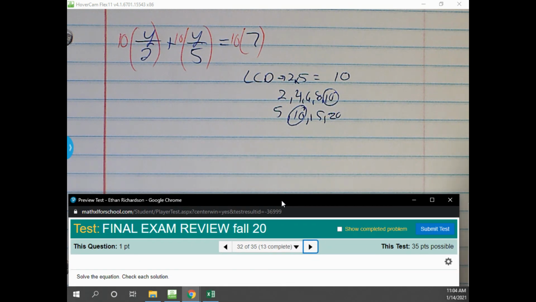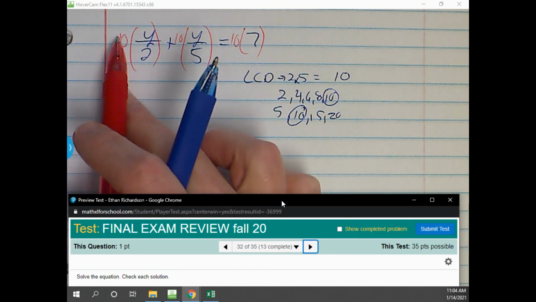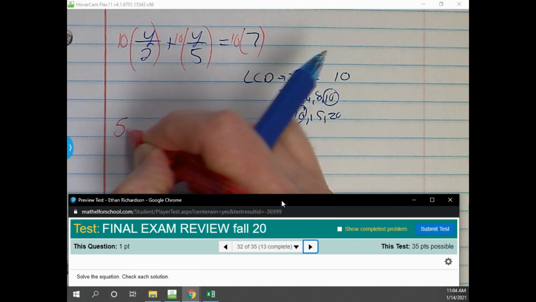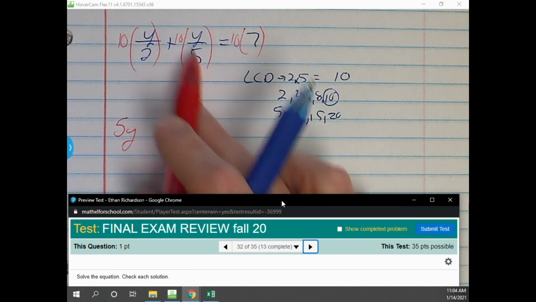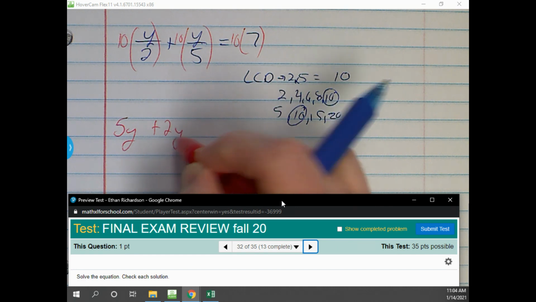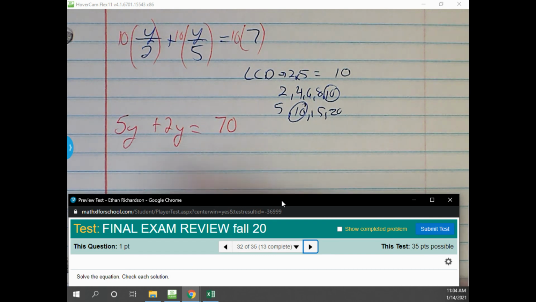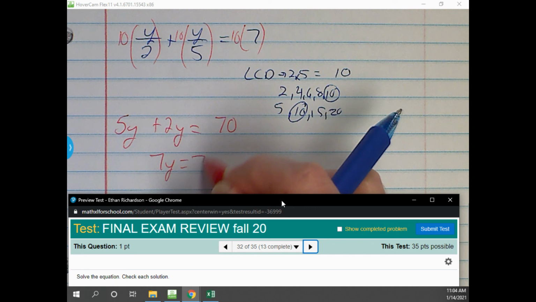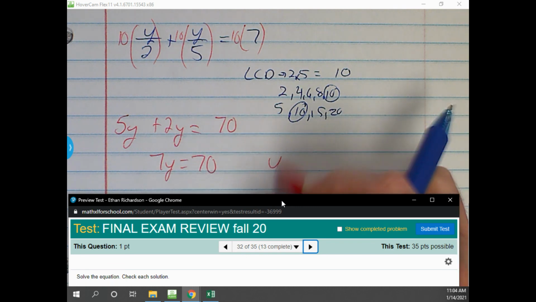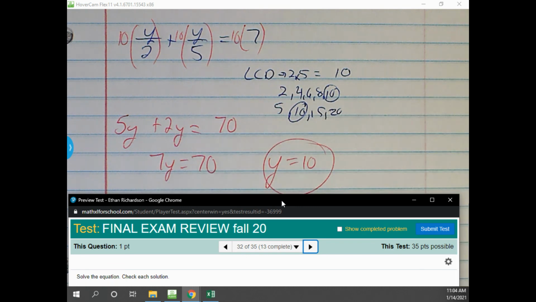And the great thing that does is, when you do that, it's 10 divided by 2, which makes that 5. This one is 10 divided by 5, which makes that one 2. And this is just 10 times 7, which is 70. So now you have all whole numbers. It's 5y plus 2y, which is 7y, equals 70. Divide those two numbers, which means that y would equal 10.